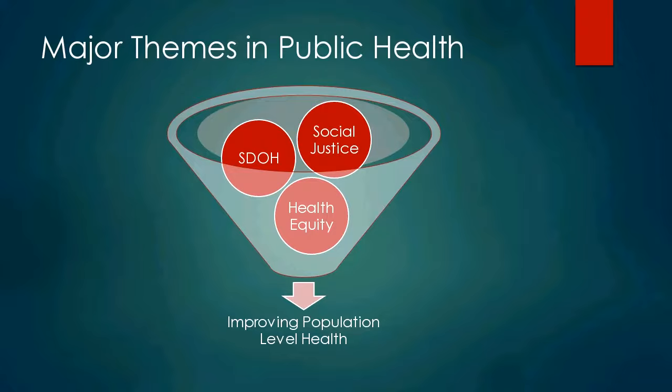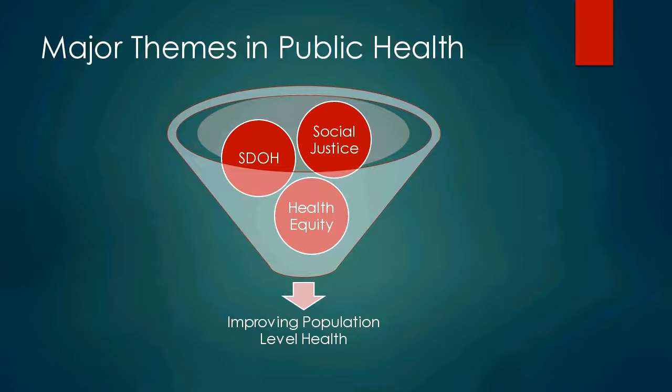So some of these themes include social determinants of health, which we're going to talk about in much more detail, social justice, and health equity. So these themes are all related to help us answer those questions around, why do we see such significant disparities when it comes to not just health outcomes, but economic outcomes and environmental outcomes?